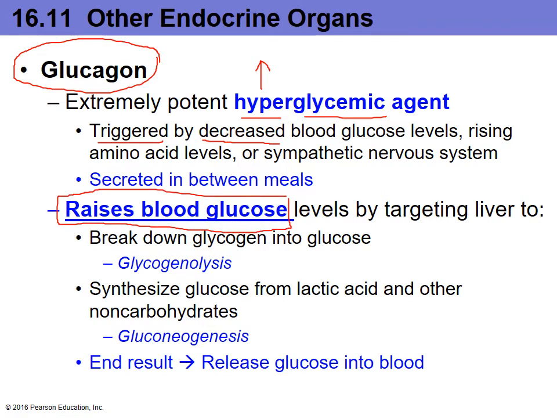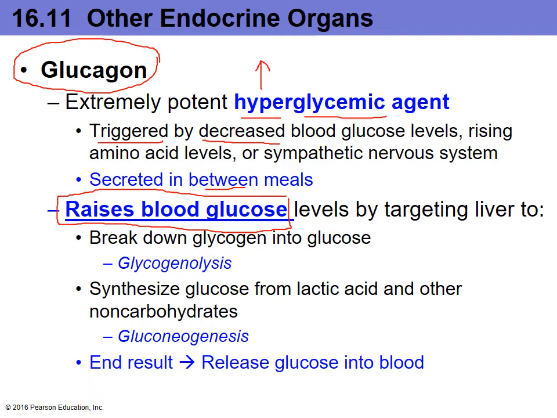And usually what we see happening is that glucagon gets secreted in between meals. So in between breakfast and lunch, lunch and dinner, dinner and breakfast, whenever your body runs out of free-floating glucose, we see that it craves more glucose. So your body will go ahead and cause the release of glucagon, and glucagon will cause that increase in glucose to happen. Now, how exactly is it going to do that?